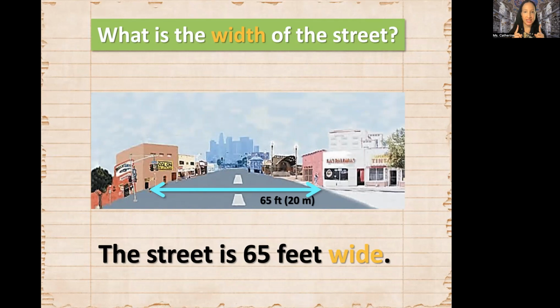How wide is the street? Okay, so we're using the adjective here because we are describing streets. But if I say what is the width of the street? Okay, so the object prepositional phrase would be of the street. Okay, I know these are tough, but we just keep practicing.